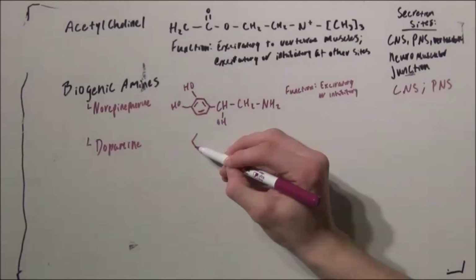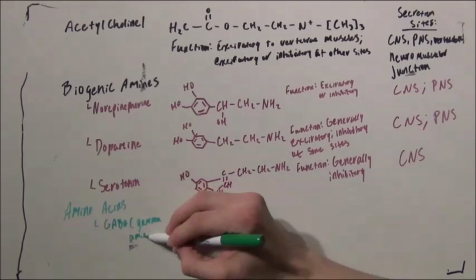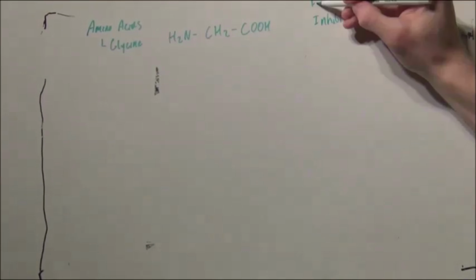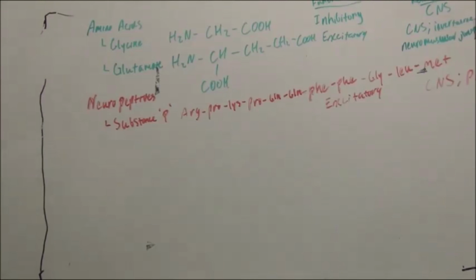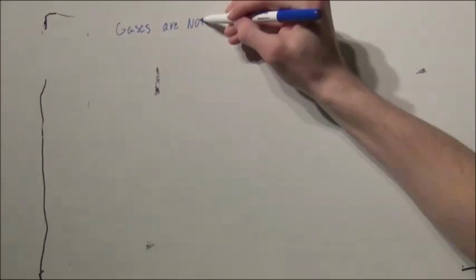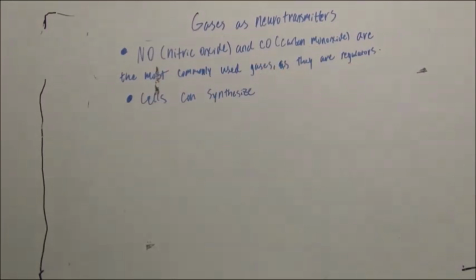Certain major neurotransmitters include acetylcholine, and biogenic amines such as norepinephrine, dopamine, and serotonin. Amino acids are also included, such as GABA, glycine, glutamate, and aspartate, along with neuropeptides such as substance P and met-enkephalin. These transmitters function as either inhibitory or excitatory. Gases are also commonly released, as they are used as local regulators.